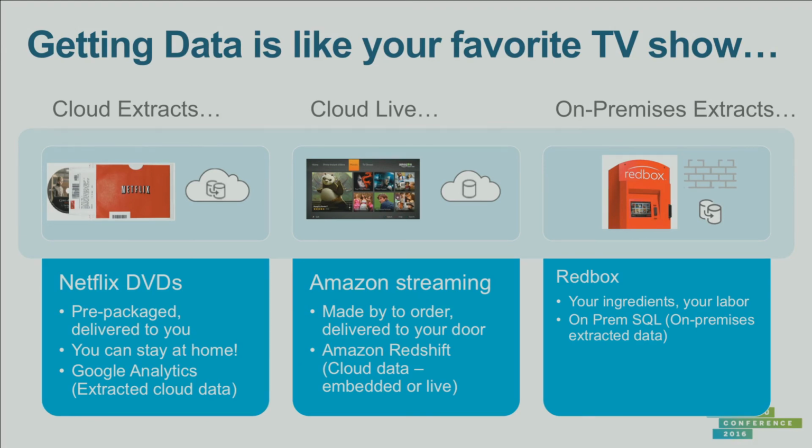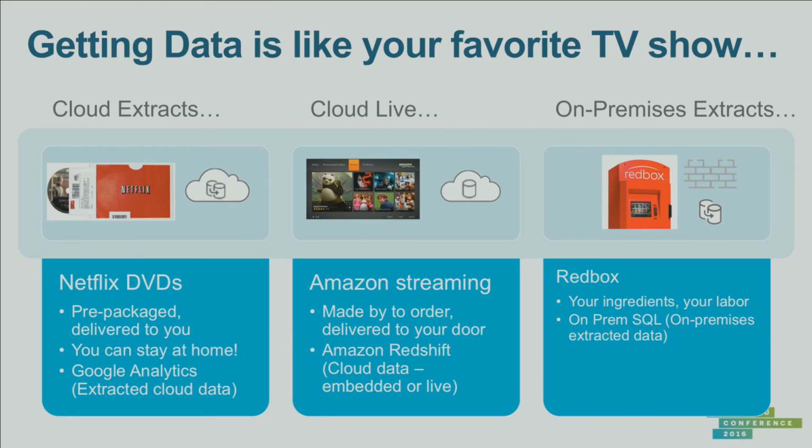And then on-premises extracts are a little bit more like Redbox. It's a lot like a cloud extract, except that there's a little extra step you have to do. It's not that it actually comes to your house. You just have to drive down to the 7-Eleven to get the next three episodes. So those are three things to think about. And I'll use these icons throughout the rest of the slides here, so we can hark back to them.